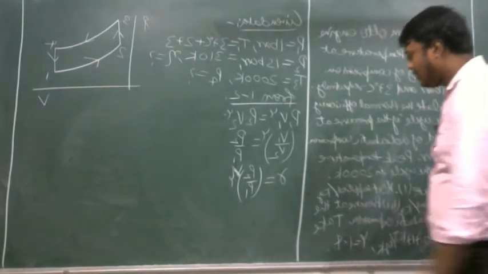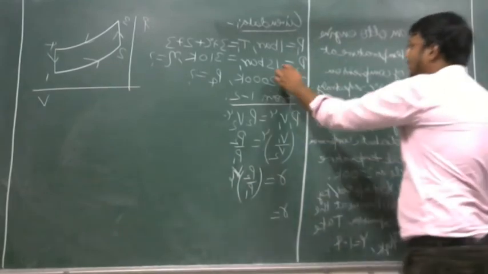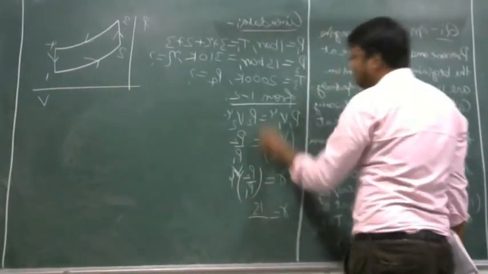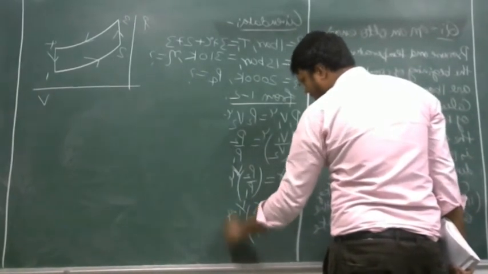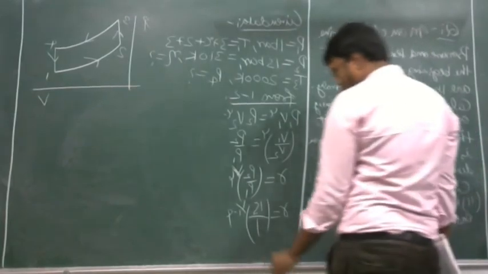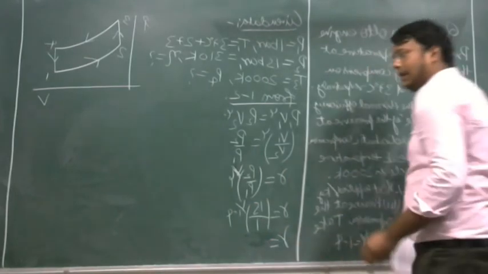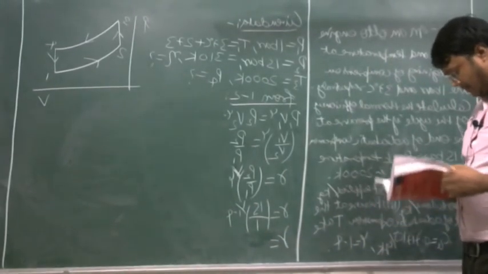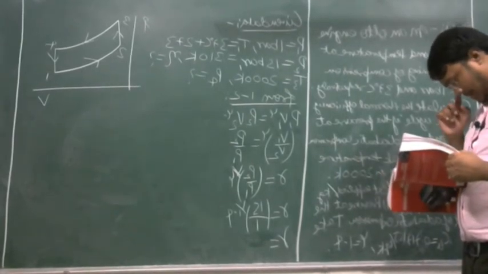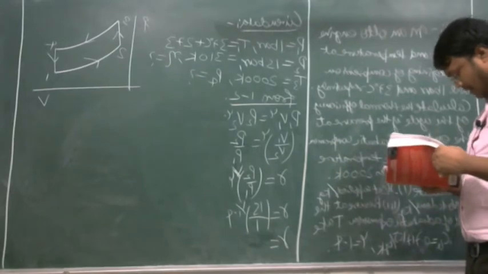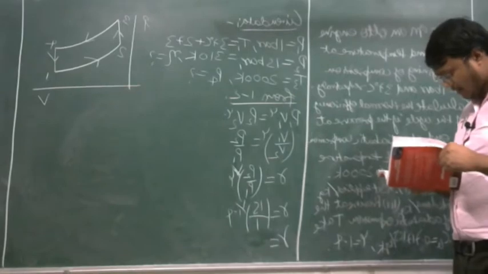Okay, now put all the values here. So we get R is equal to P2 over P1, what is the value of P2? P2 is 15 and P1 is 1 bar. So 15 by 1 to the power 1 by 1.4. So we get the value of R here. After calculation, it will come equal to 5.14.